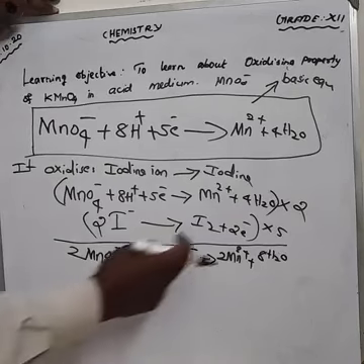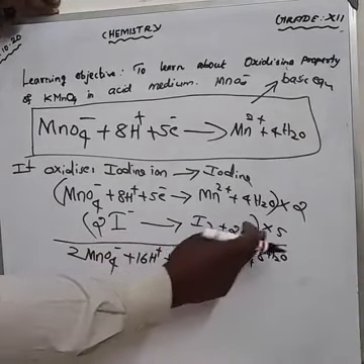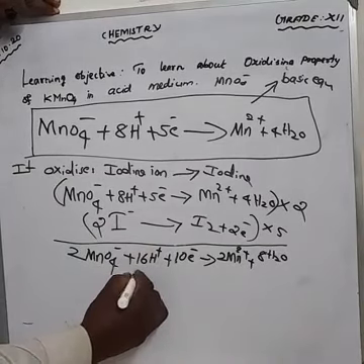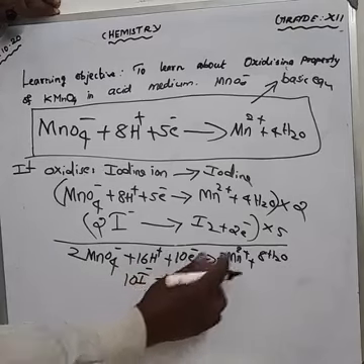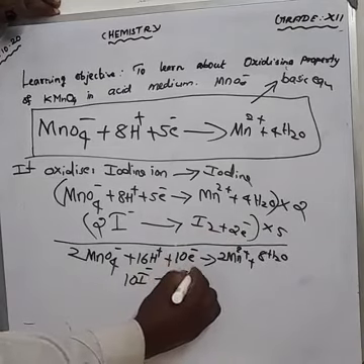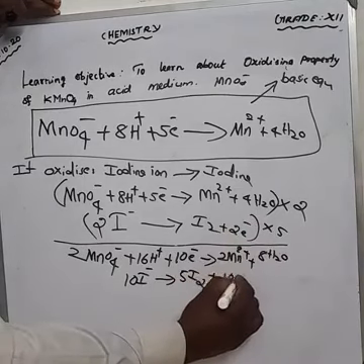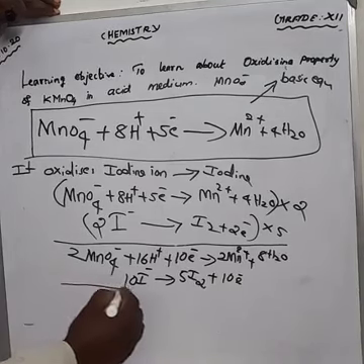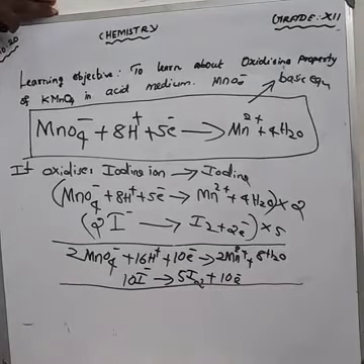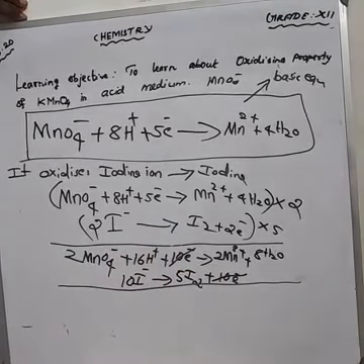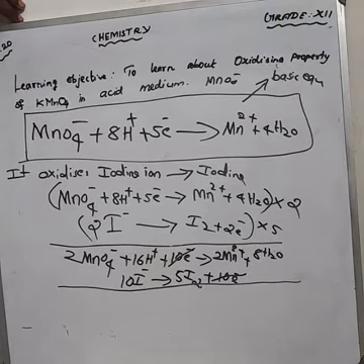Then the second one, you write the second one. 2 into 5, we are writing 10 I minus gives 5 I2 plus 10 electrons. Now you have to cancel. Which ones cancel? The 10 electrons can be cancelled. Do you have any other possibility for cancelling? No. Okay, so we should write the answer.